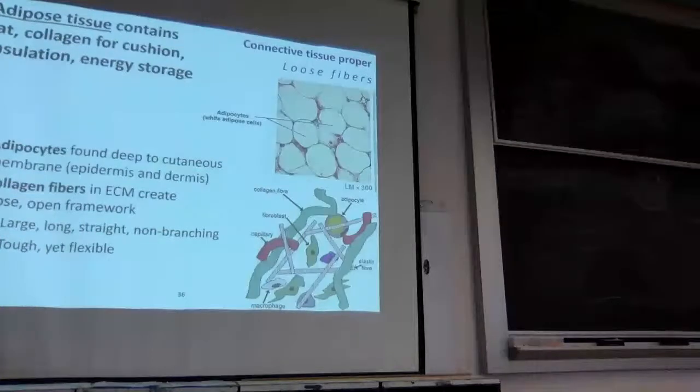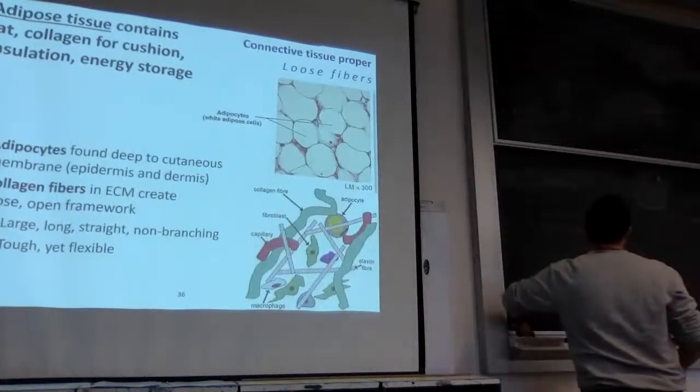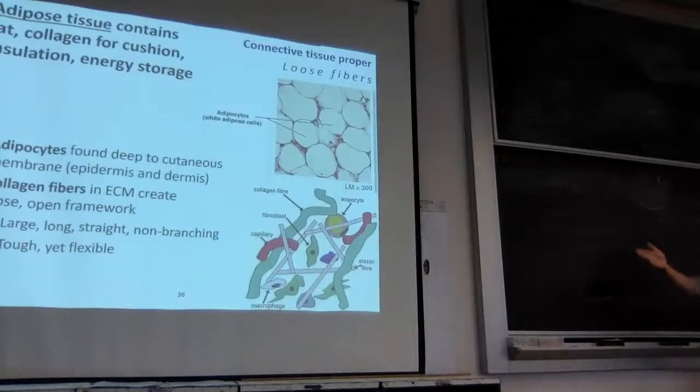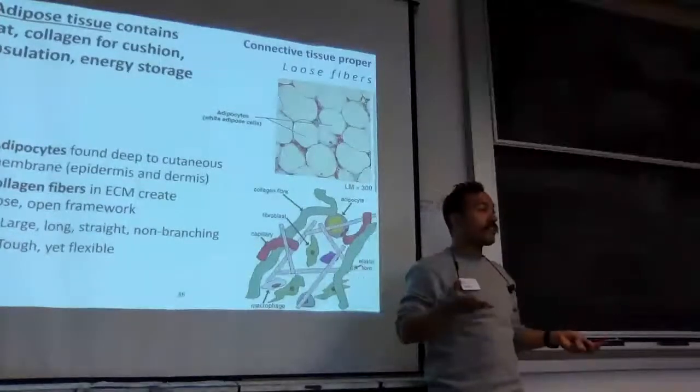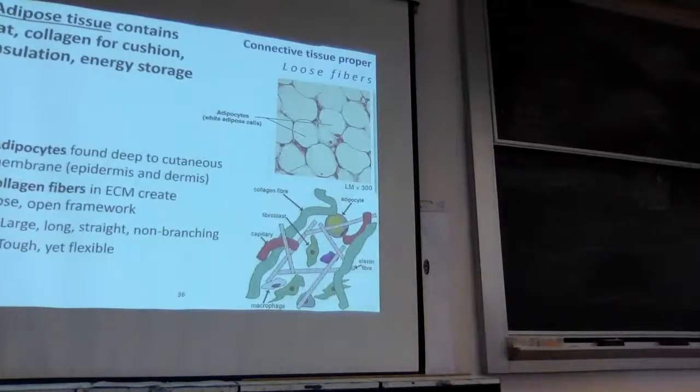We're going to learn about three types of protein fibers. Collagen is the in-between one. You can have a really flexible fiber. You can have a very stiff fiber. Collagen is somewhat flexible, but also somewhat stiff. And you want fat to be cushiony by having extracellular matrix collagen that allows for that function.